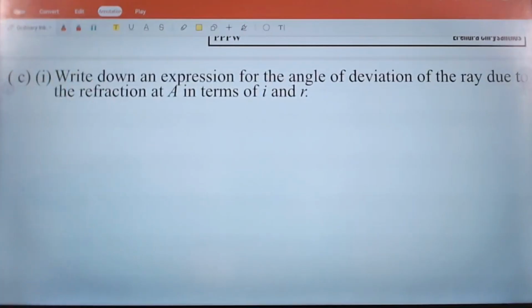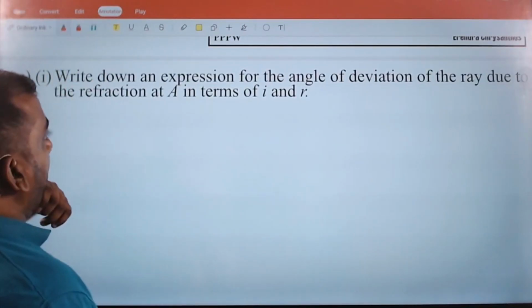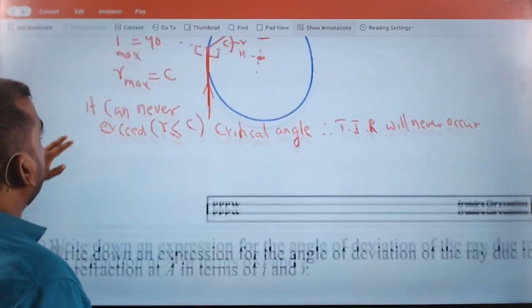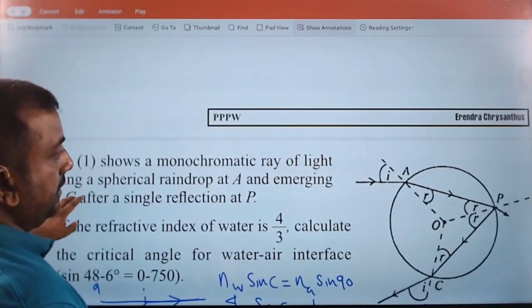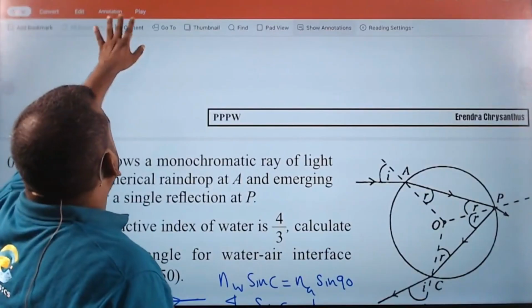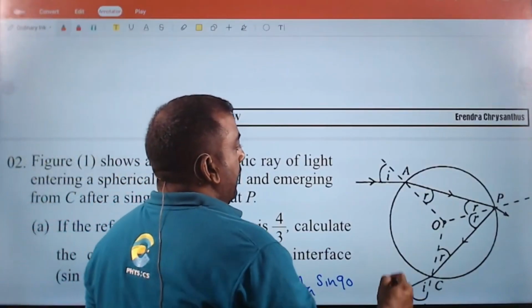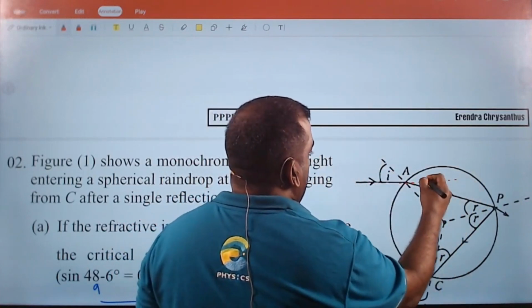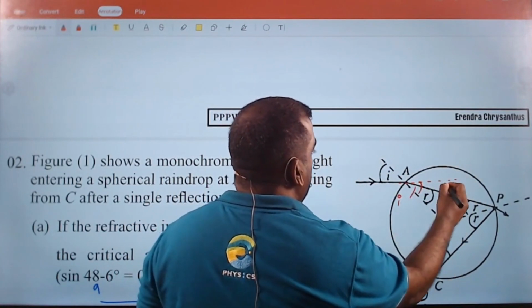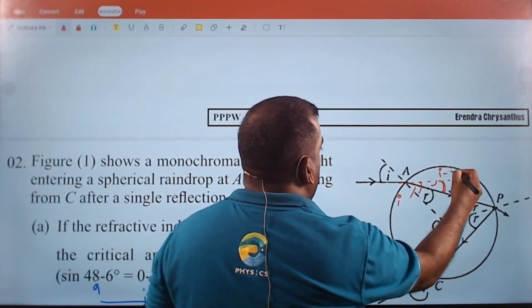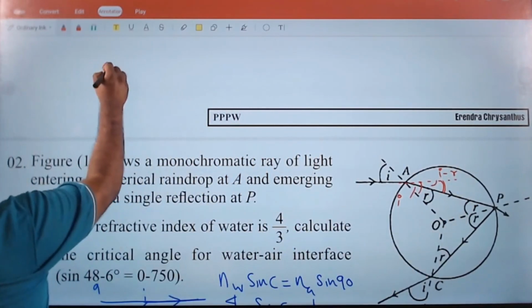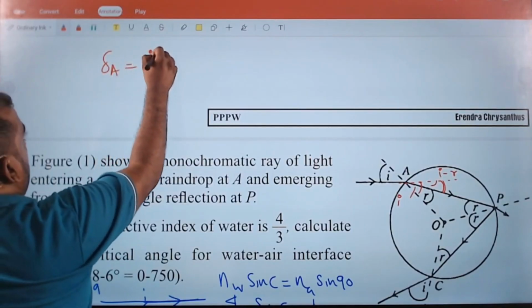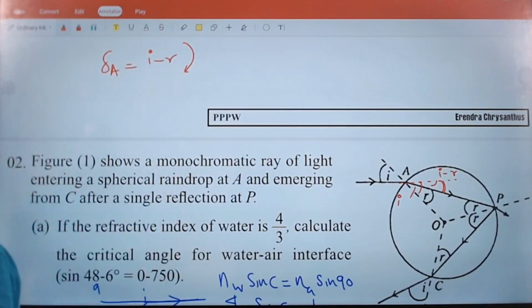Write down the expression for the angle of deviation at A in terms of I and R. I'll do it here itself, it's easier. Here I, vertically opposite to I, this is I minus R. So the angle of deviation at A is I minus R, clockwise.